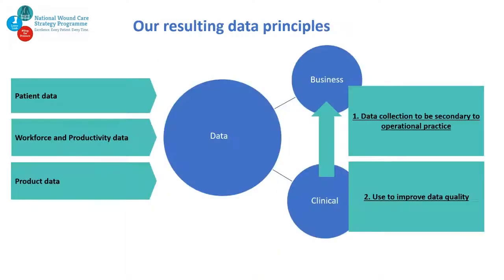So what does that mean? We've arrived at two core data principles. If you can imagine all this data sitting on one side, what we are recommending in our work is that data collection is done at the point of care, but those business needs are secondary to operational practice. So information and data does need to be collected, but the business needs need to be derived from operational and clinical practice. It's not another data set that we want to collect on top of it.